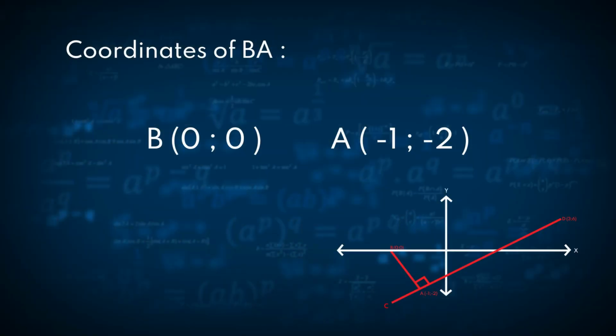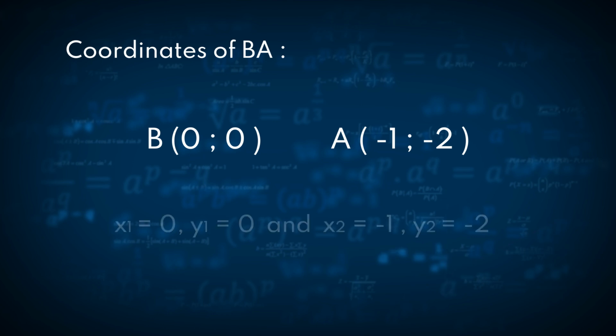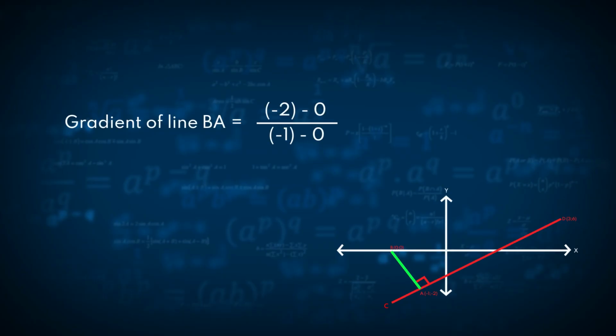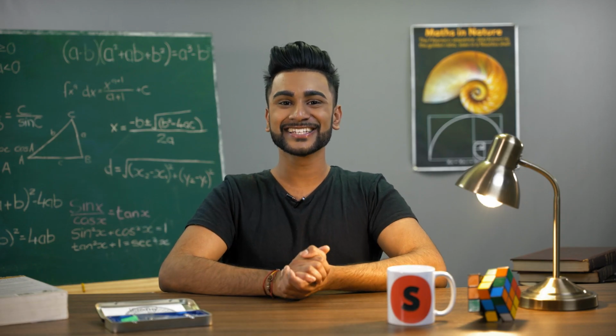Now, let's calculate the gradient of line BA. Note that the coordinates of B are (0; 0), and we are given the coordinates of A, (-1; -2). So let's align the values. x1 equals 0, y1 equals 0, and x2 equals -1, where y2 equals -2. Now plug these values into the equation. The gradient of line BA equals (-2 minus 0) over (-1 minus 0). Therefore, the gradient of the line BA equals 2. Got it? Great.